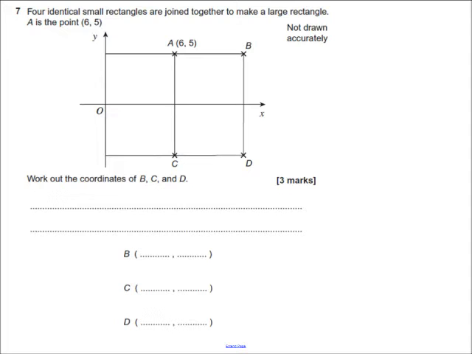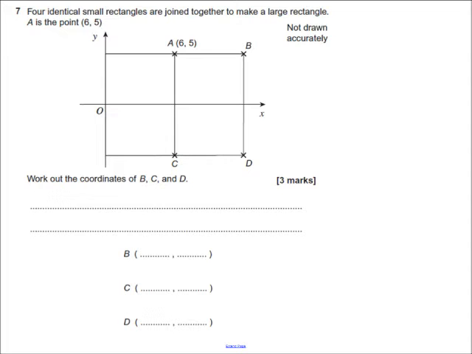Question 7. 4 identical small rectangles are joined together to make a large rectangle. A is the point 6, 5. And what they want us to do is work out the coordinates for B, C and D. So this is a coordinates question worth 3 marks.